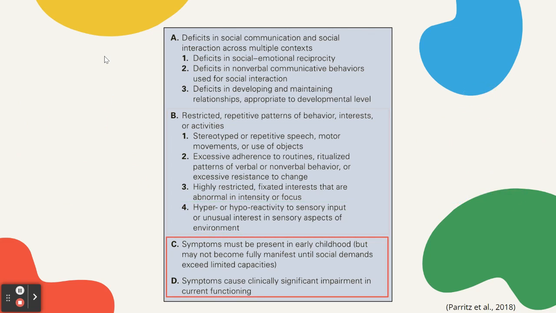Now, for section C and D, it is important to note that these symptoms or criteria that I mentioned previously are present in early childhood, and they have to cause significant impairment in their everyday life. This means that autism is a lifelong disorder, and it has to interfere with one's life in order to receive a diagnosis.